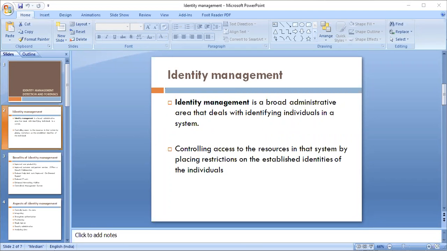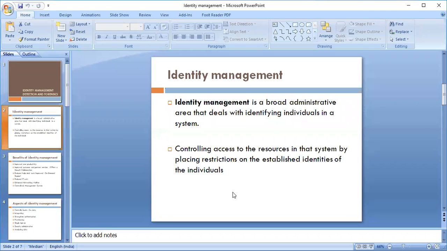There are some security services provided by identity management: access control, password manager, digital identity management, and single sign-off. So we are going to discuss all of these.